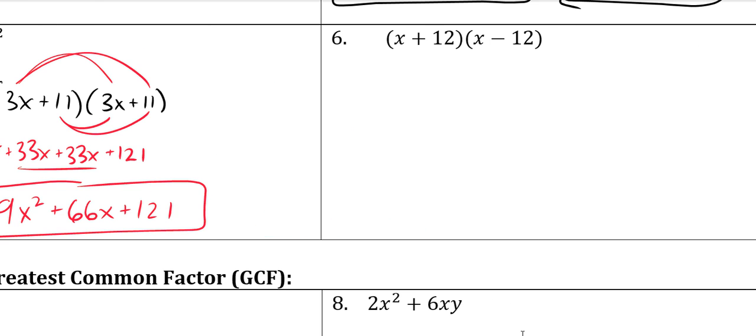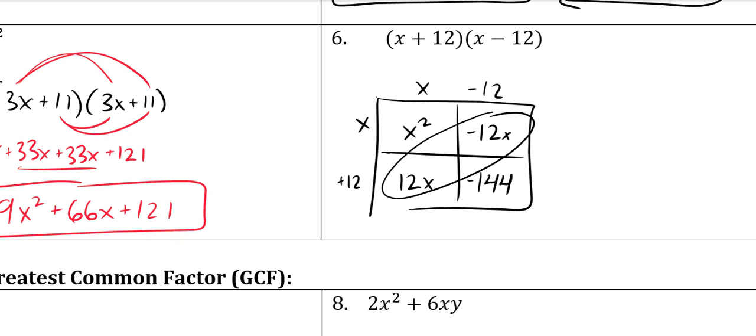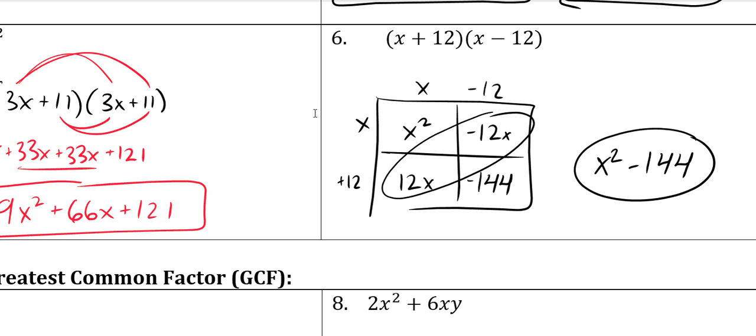Last one, x plus 12 times x minus 12. I'm going to do this one with a table. If you want to do double distribution, you can. X plus 12, x minus 12, I get x squared minus 12x. 12 times x is positive 12x. 12 times negative 12 is minus 144. These middle terms are actually going to cancel out because 12x minus 12x is 0x, so I get x squared minus 144 for that one.